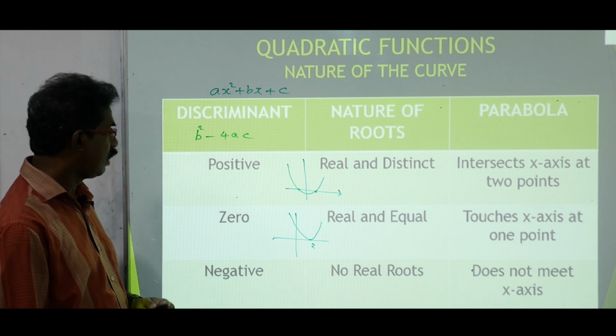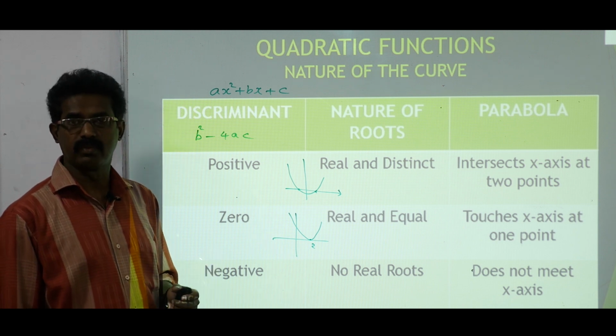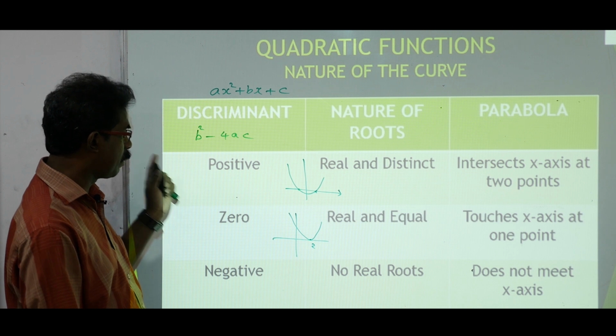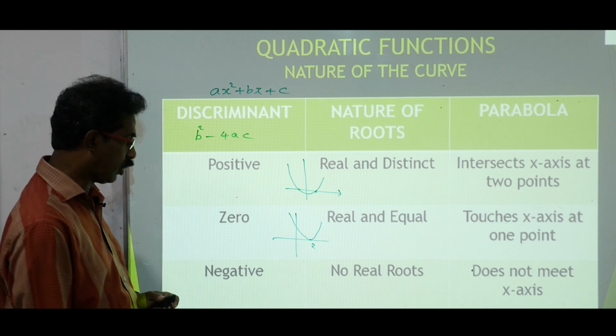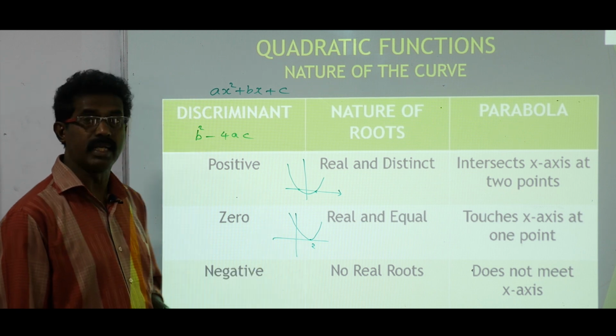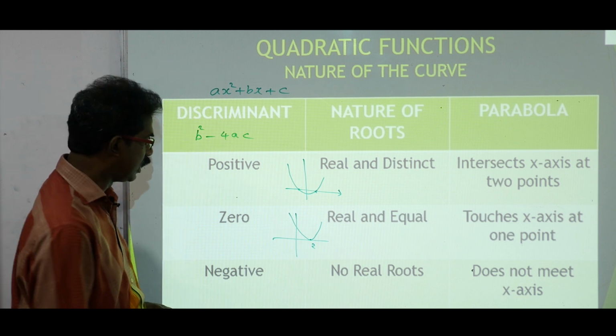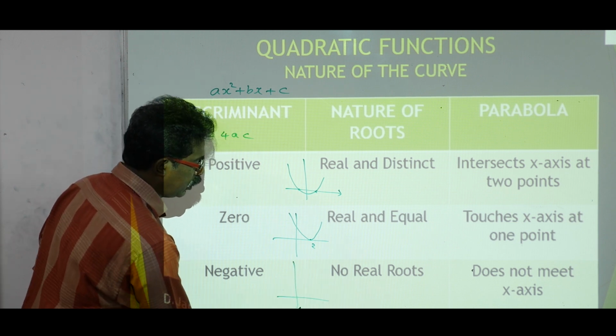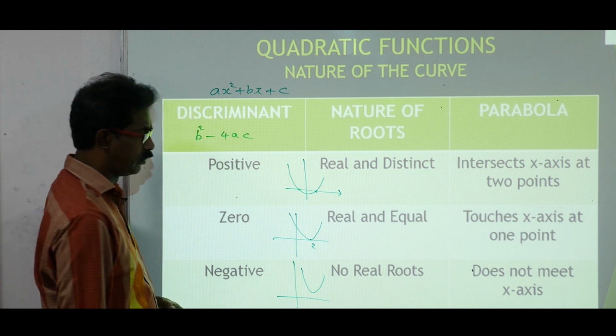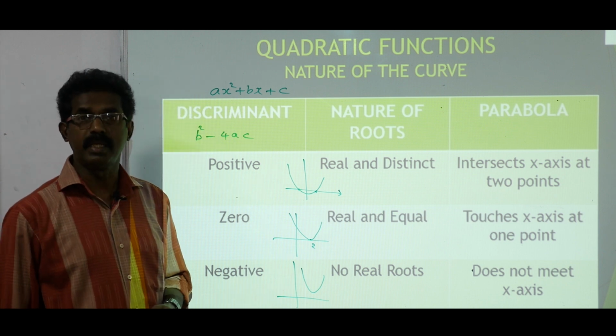And the last one, if the discriminant is negative, that is b square minus 4ac less than 0, then there are no real roots. Roots are imaginary. If you draw the graph, it won't touch the x-axis. So the parabola does not meet the x-axis.